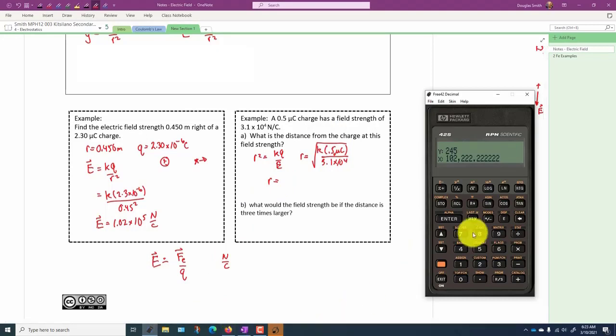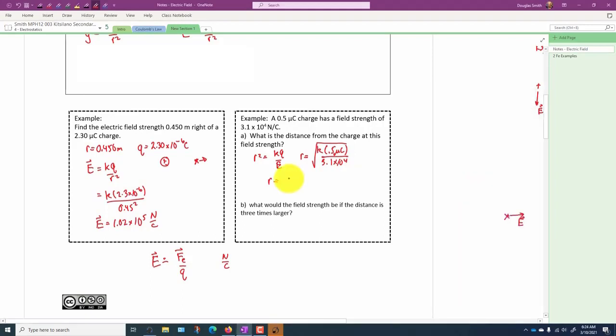So we get 99.5 e to the negative 6, and then divide by 3.1 times 10 to the power 4. And then I'll take the square root. I got 0.38 meters.